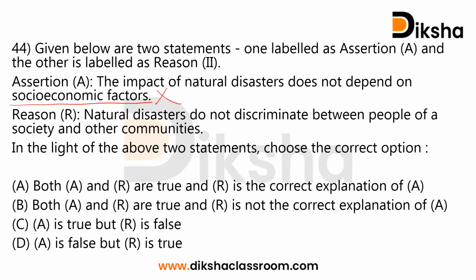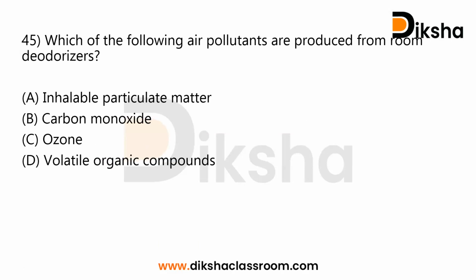And the next one, natural disasters do not discriminate between people of a society and other communities. It's a correct statement. There is no such discrimination. So option D is the correct one. Assertion is false and reason is true. Which of the following air pollutants are produced from room deodorizers? It's a direct question. Answer is volatile organic compounds. These are being produced from room deodorizers.